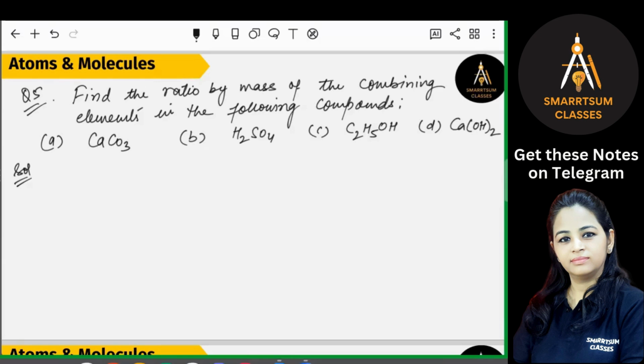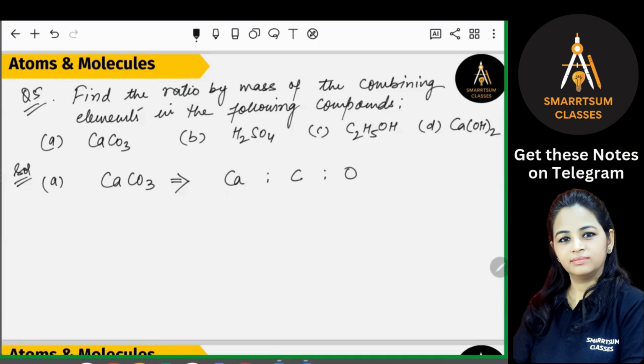Okay, so how to do this? CaCO3 for the first one. First we will write down what the combining elements for this compound are. Just look at this formula. Ca is calcium, then C is carbon, and then O is oxygen. So these are the three elements which are combined to form CaCO3. Getting that? Now we will write down their masses.